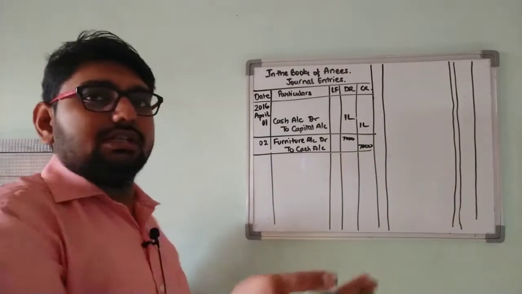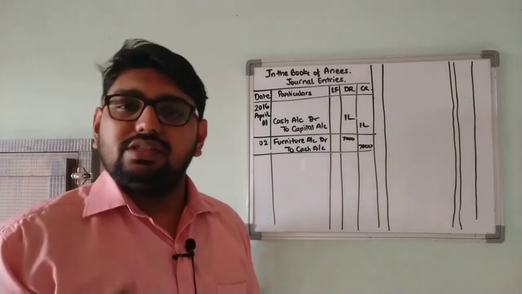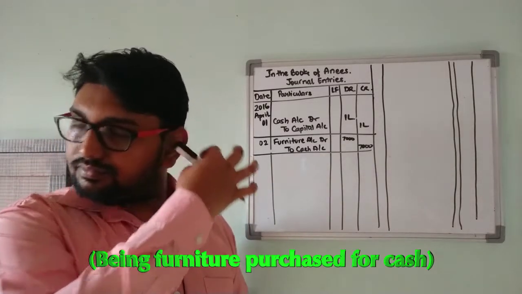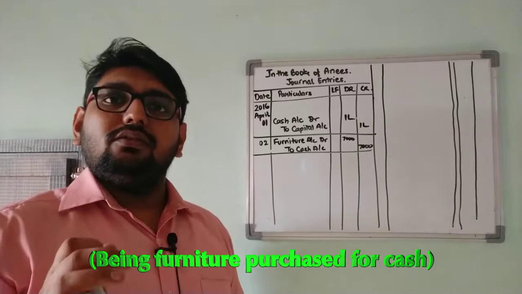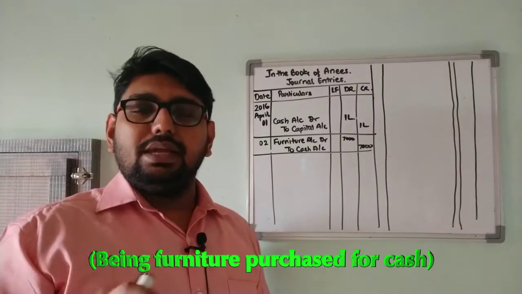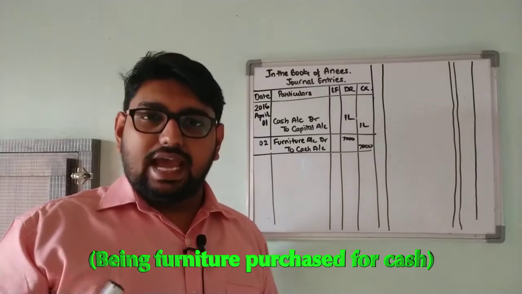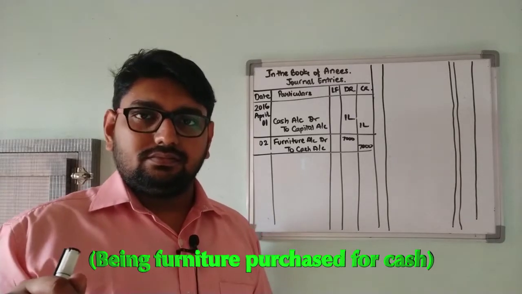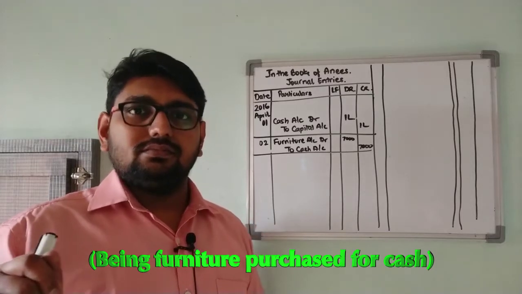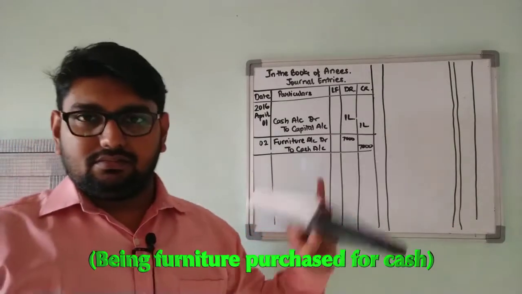So first you are supposed to write the narration and then the horizontal line. The narration is being furniture purchased for cash. Being furniture purchased for cash. After that, you are supposed to draw a horizontal line.